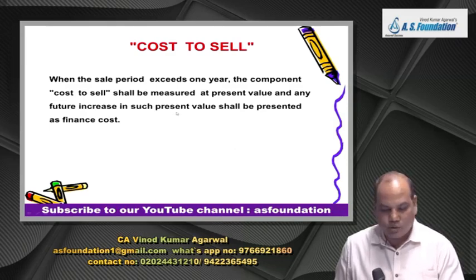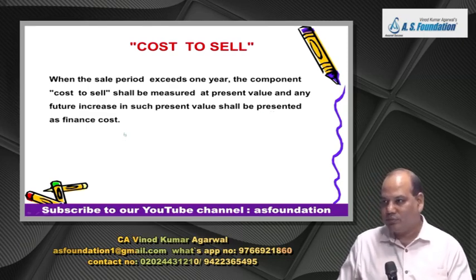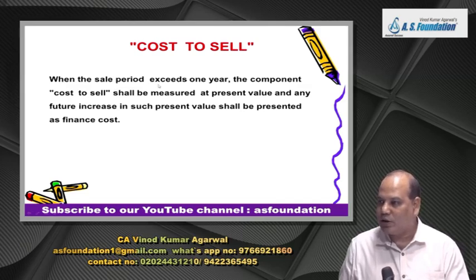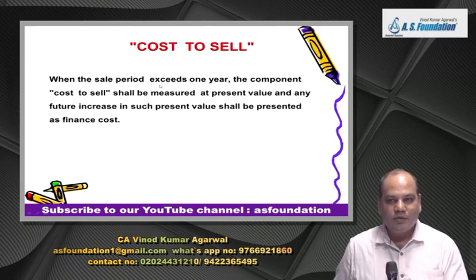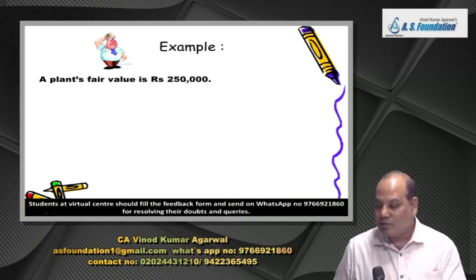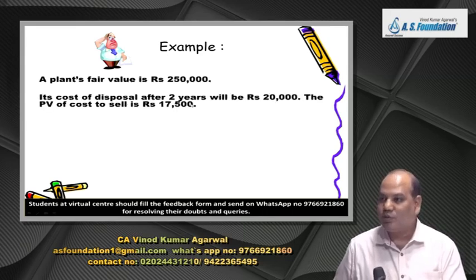And now there is a small note on cost to sell. When the sale period exceeds 1 year, the component cost to sell shall be measured at present value and any future increase in such present value shall be presented as a finance cost. On one hand, for a non-current asset held for sale, they are assuming that sale period will be 1 year. But in some exceptional cases they permit more than 1 year. If it is a huge asset, maybe it takes time. So keeping that possibility in mind, if it is more than 1 year, then apply the discounting for the cost of sale.